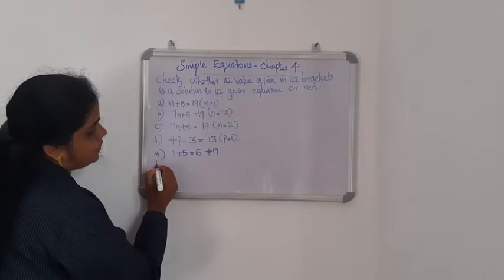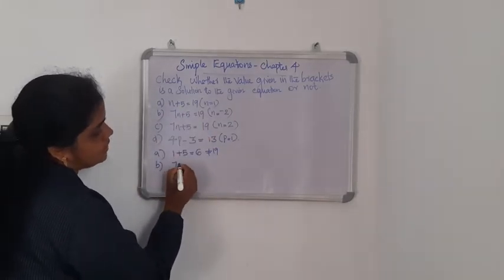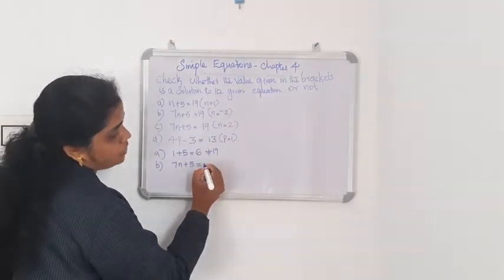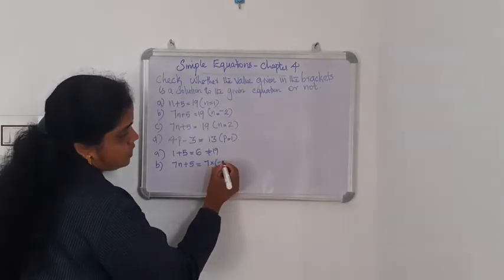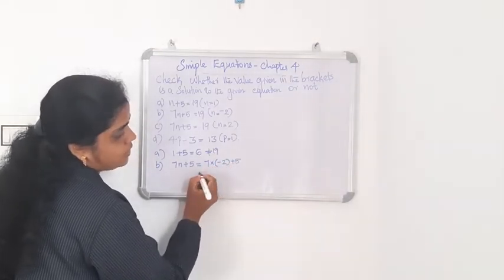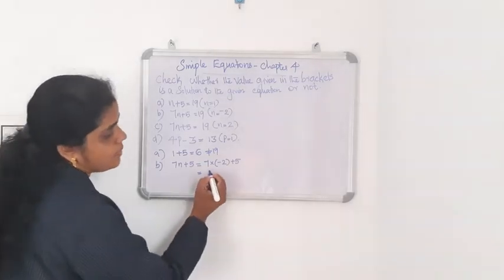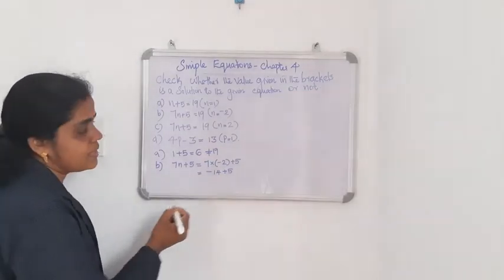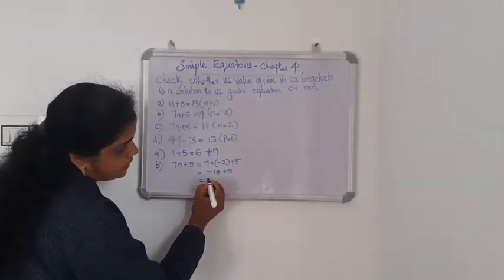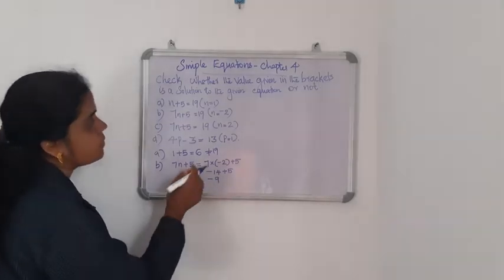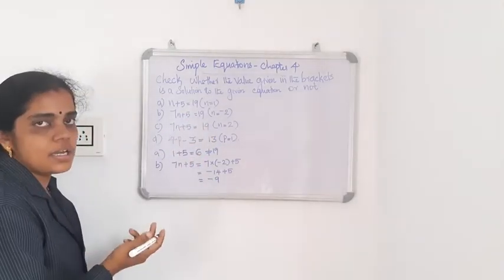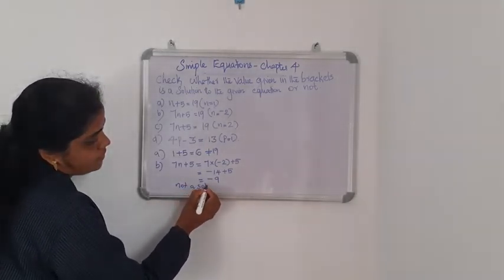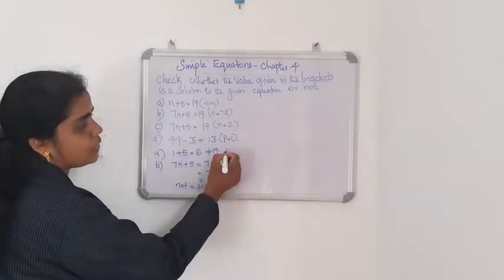Then B question, 7n plus 5. What is the value given? n equal to minus 2, you need to substitute. So 7 into minus 2 plus 5. 7 into minus 2 is minus 14. Minus 14 plus 5, its value is minus 9. But what is given here? It is 19. So it is not equal. This also is not a solution.